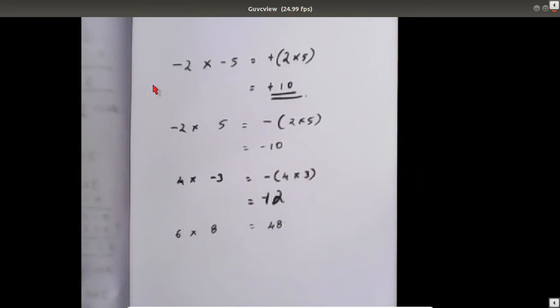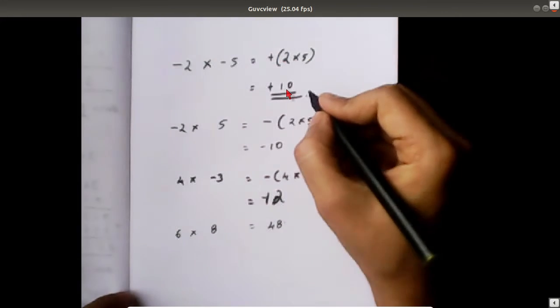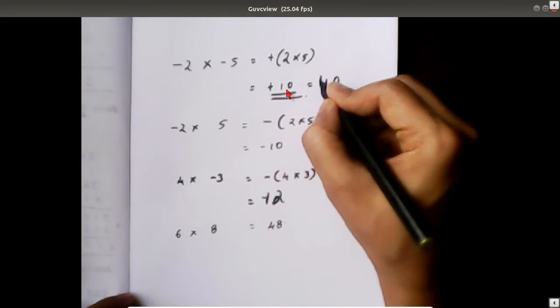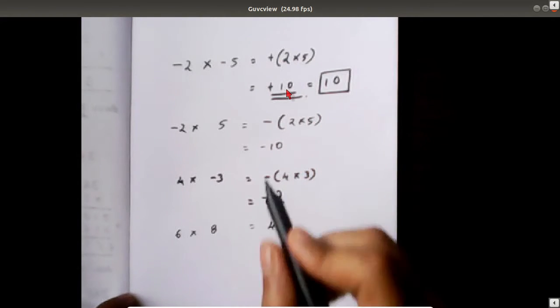This rule, like we saw, corresponds to multiplying a negative number with a negative number. So minus into minus is equal to a positive number. So what are we doing? To multiply minus 2 into minus 5, we are saying the result is going to be positive and we have to multiply 2 and 5 together. So the answer is plus 10. We can also write this as 10. This is also a valid answer. You don't have to put the plus sign.